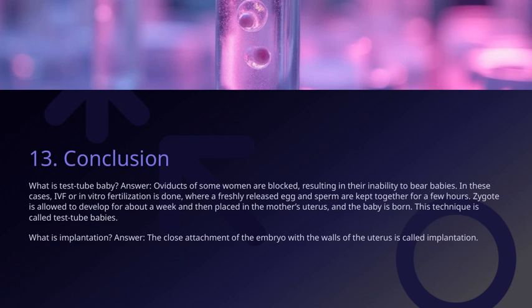Now, moving on to implantation. This is a crucial step in pregnancy. It refers to the process where the embryo attaches itself closely and securely to the wall of the uterus. This attachment is vital because it helps the embryo receive nutrients and support for further development. Connecting these points to our overall theme, understanding these mechanisms helps us appreciate the science behind reproduction and how advanced techniques like IVF can assist couples facing fertility challenges.